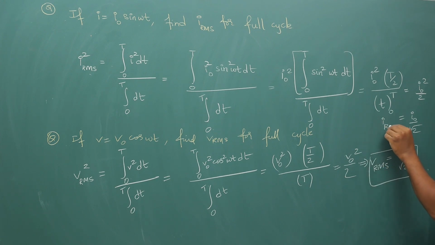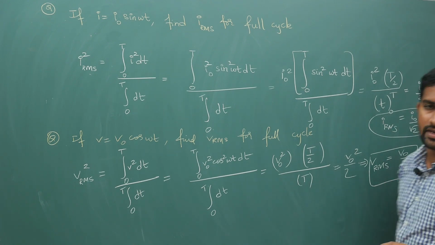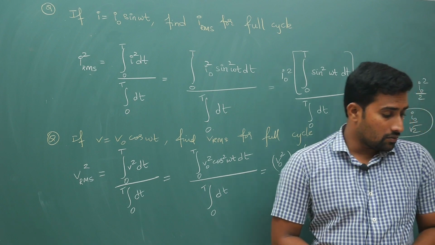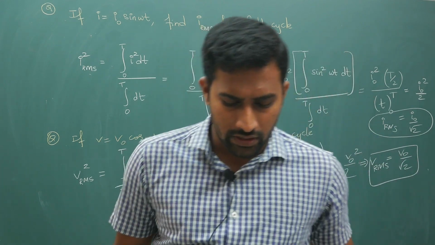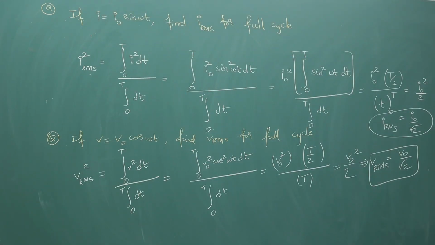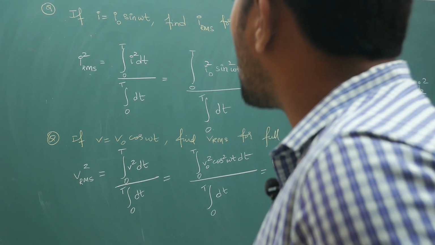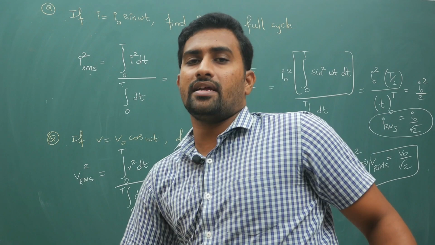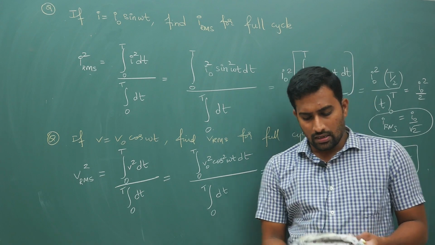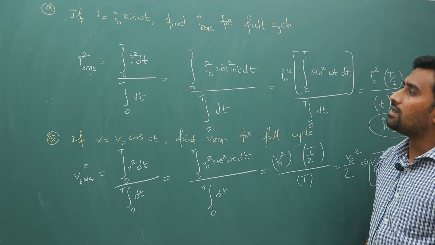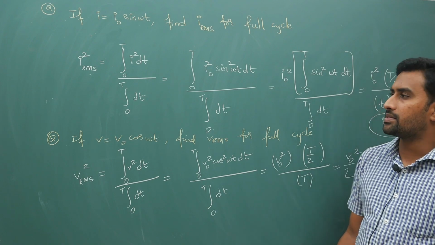Your I RMS is I naught by root 2, because I RMS square is I naught square by 2, so we are simplifying it and giving it like this. Now all this basic stuff you will remember. These are basic functions, and these two are commonly used. If you have sin or cos directly, this I naught term is called the amplitude, so the RMS value is amplitude by root 2. Now for general functions, how to calculate your RMS and average values, I will explain now.